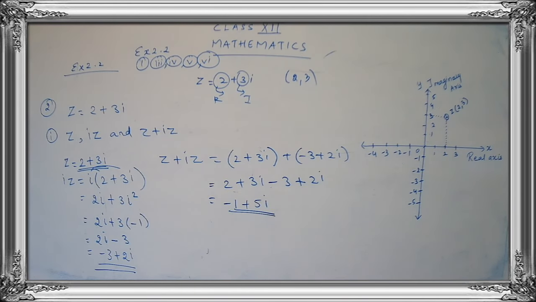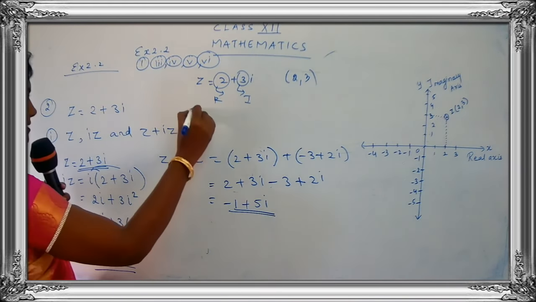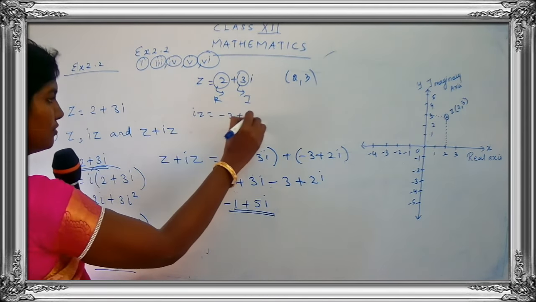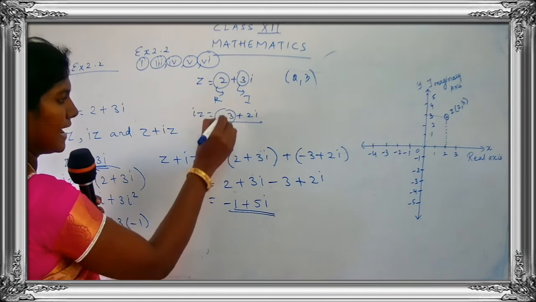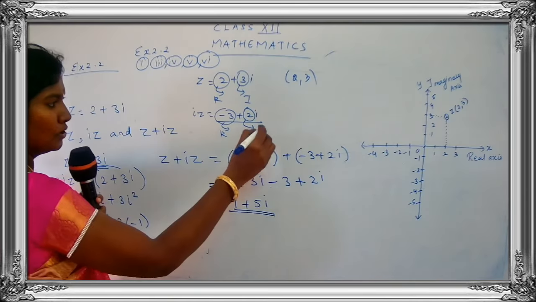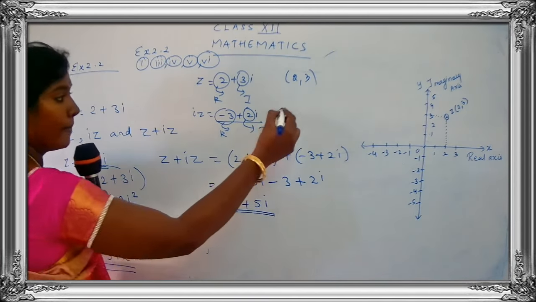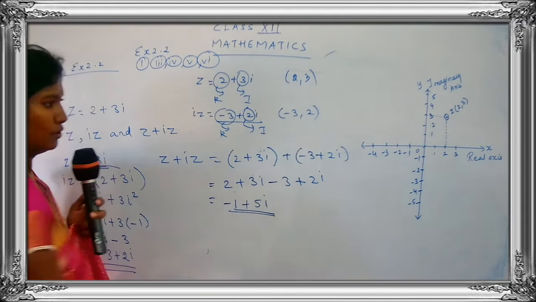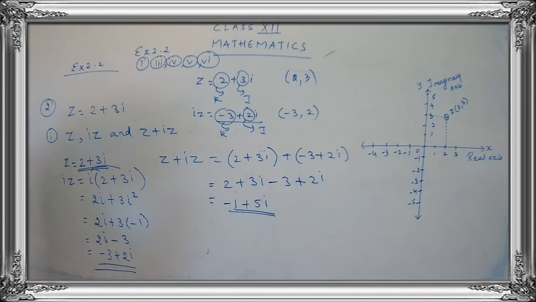I hope you have completed the first part. Let's go for the second one. What is the second one? iz. Let's go for iz. What is the real part of iz? Yeah, iz is minus 3 plus 2i. So what is the real part here? Minus 3. And what is the imaginary part here? 2. So what will be the coordinates? Minus 3 comma 2.